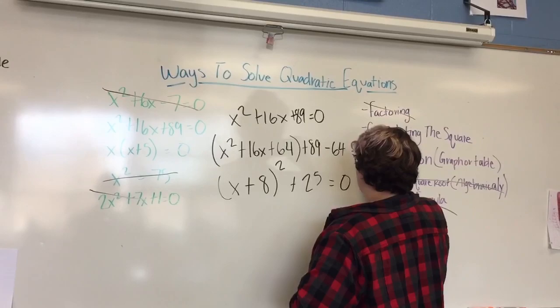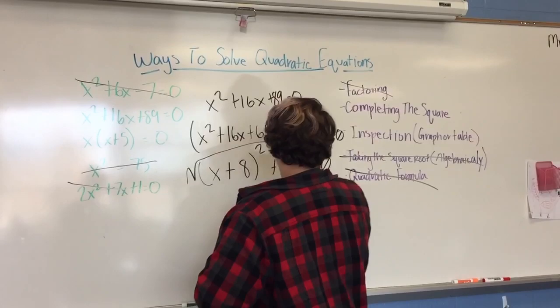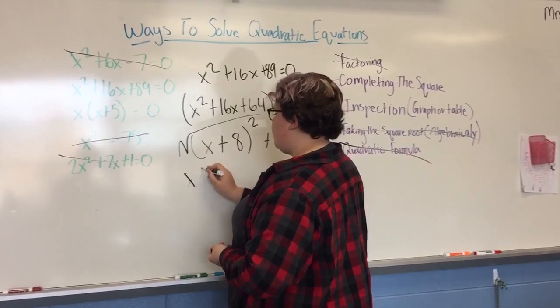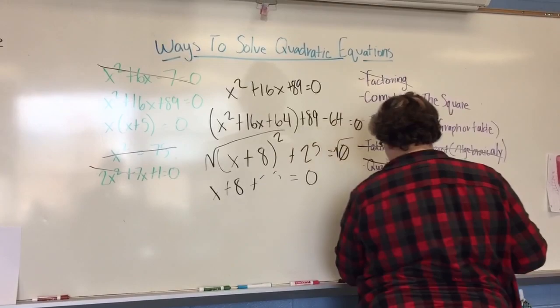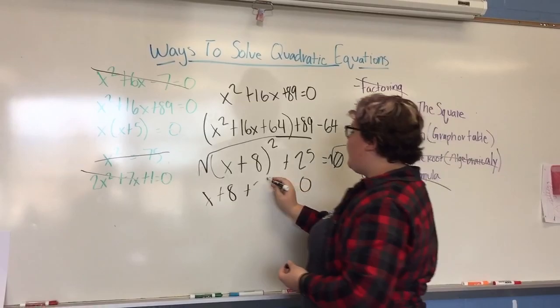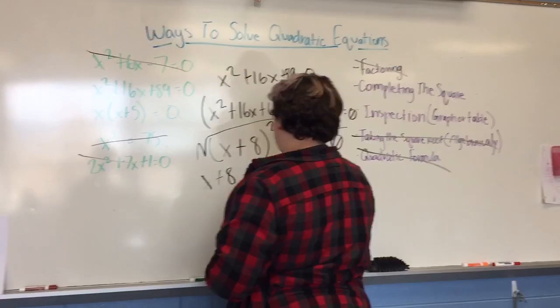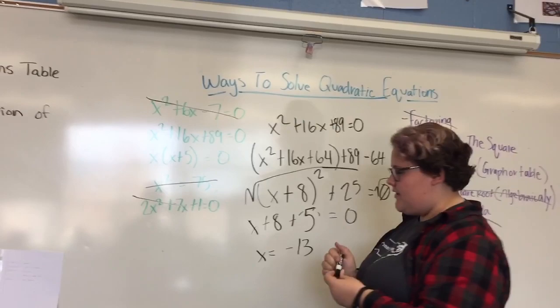So then we're going to square root both sides. Square root of 0 is 0, obviously. So then this side is x plus 8 plus 25. Well, not plus 25. That's ridiculous. Not 25, the square root, because the square root is the whole side. Square root of 25 is 5, so plus 5. So x plus 8 plus 5. So we're going to subtract 8 and 5 from both sides so that x equals negative 13. Perfect. Okay.